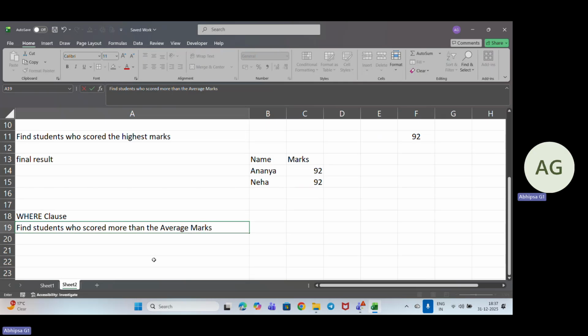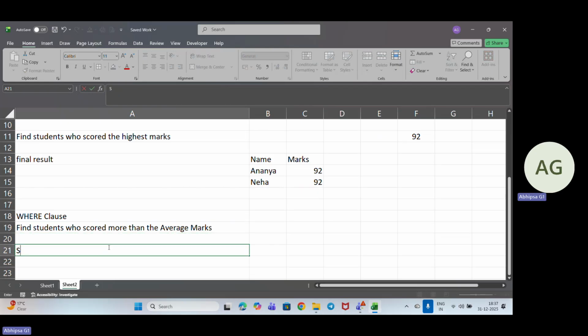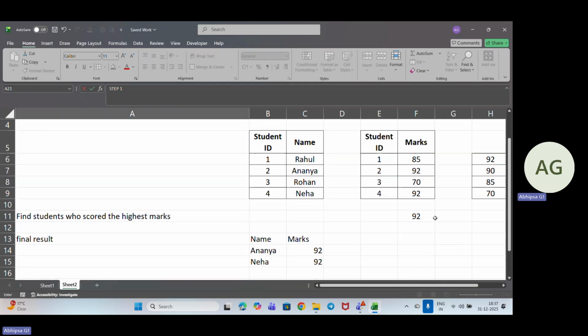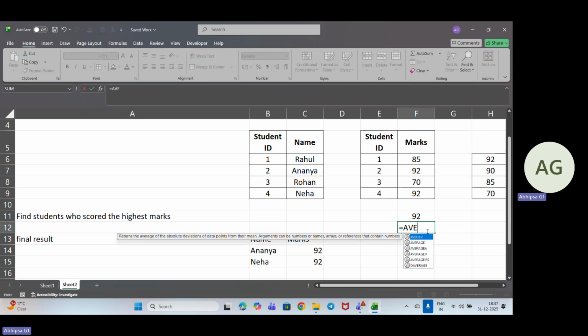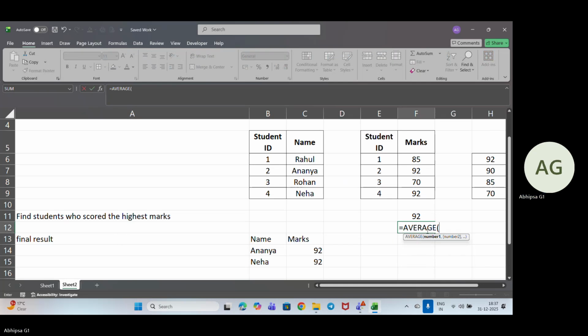Okay, so this is my query basically. Now what would be my step? So step one, I will be just finding the average marks. What is the average marks of this that I'll be finding? So I'll be finding average, and I'll try to find all of it, and I'll close it and hit enter.